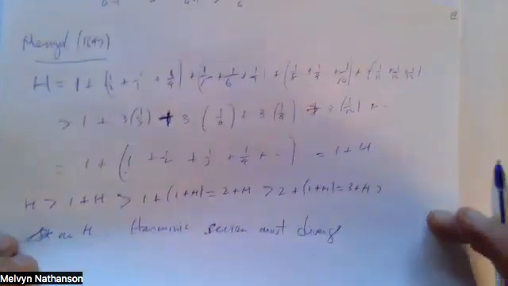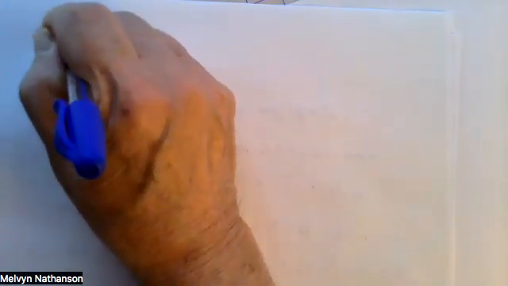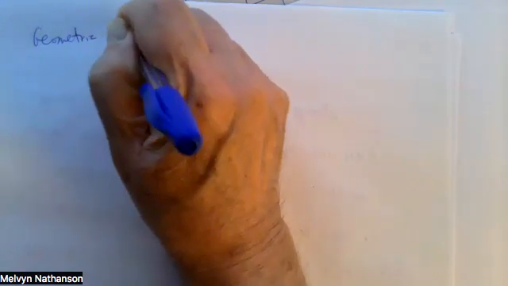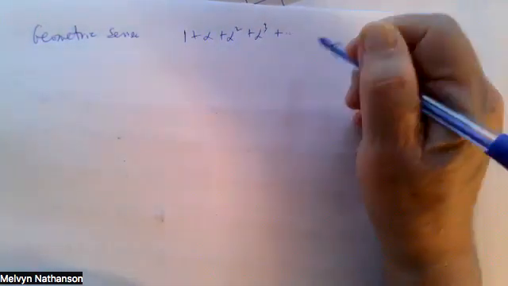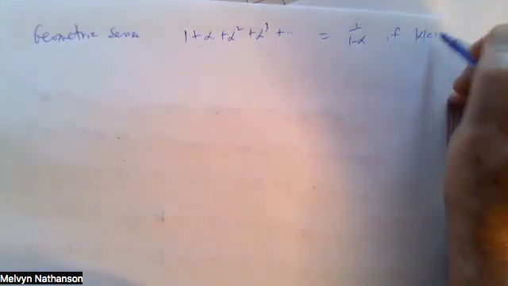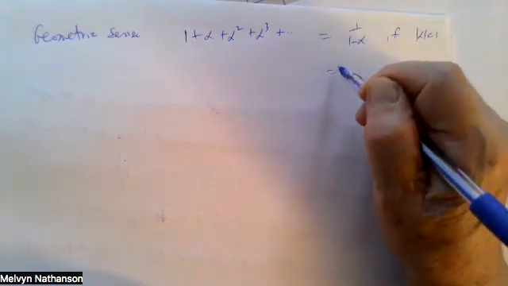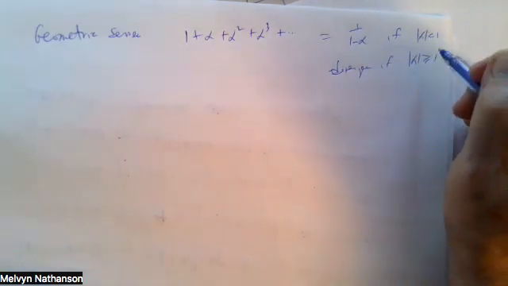So we actually have now three different results about infinite series. So we have the geometric series: one plus alpha plus alpha squared plus alpha cubed, and so on forever, which equals 1 over 1 minus alpha if the absolute value of alpha is less than 1, and it diverges if the absolute value of alpha is greater than or equal to 1.